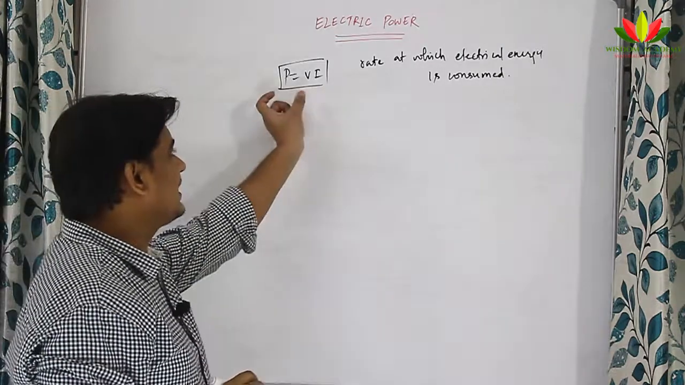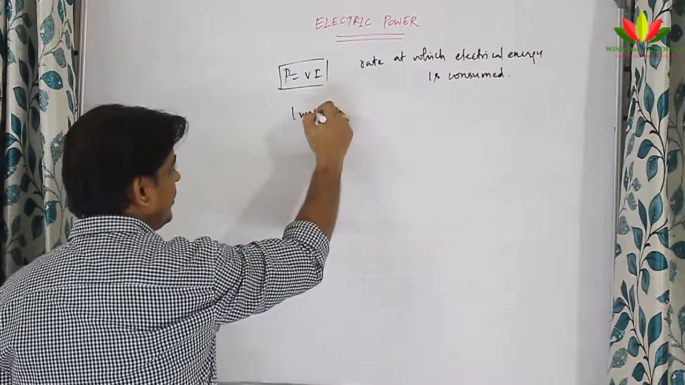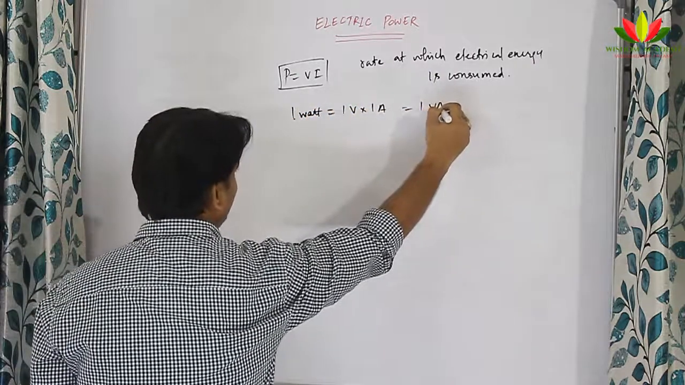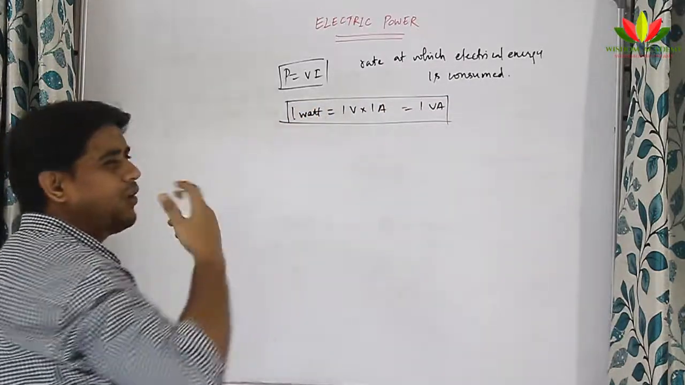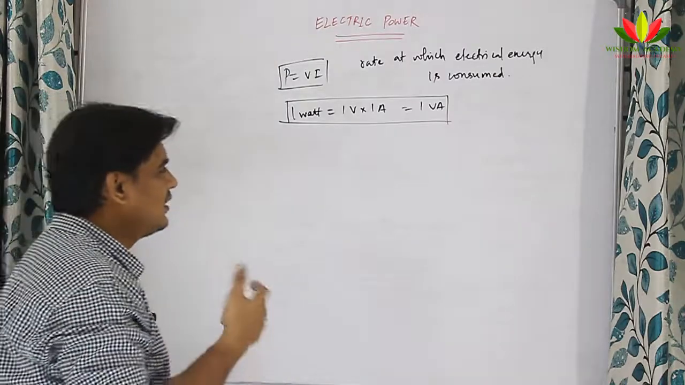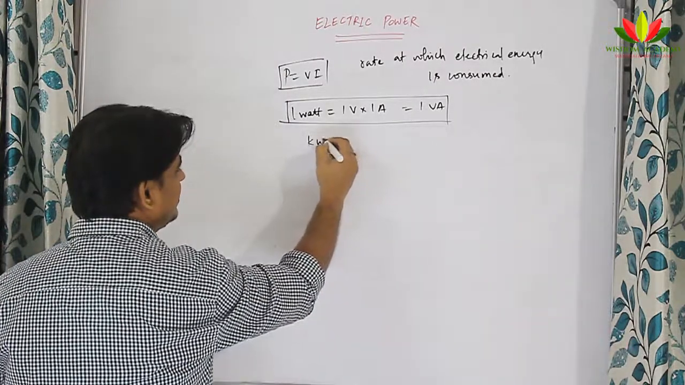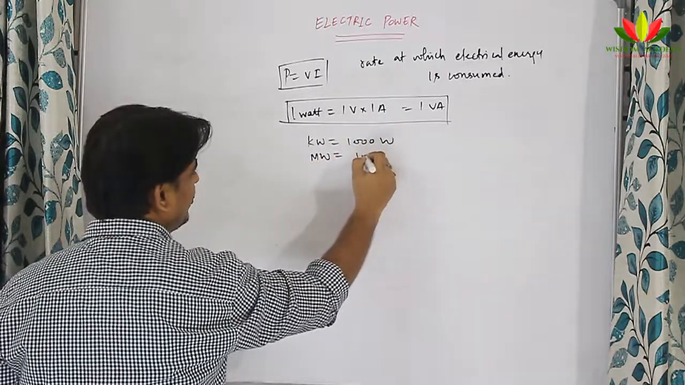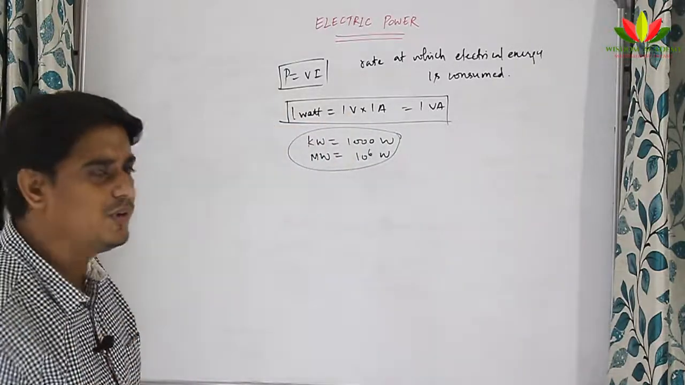Now, this electric power, what is the SI unit of it? It is watt. I said 1 watt is equal to 1 volt into 1 ampere, that is 1 volt ampere. Generally we do not use watt because watt is a very small unit. We take kilowatt or megawatt. A kilowatt is equal to 1000 watts, and a megawatt is equal to 10 to the power 6 watts. So, we use this kind of units generally because watt is a very small unit.